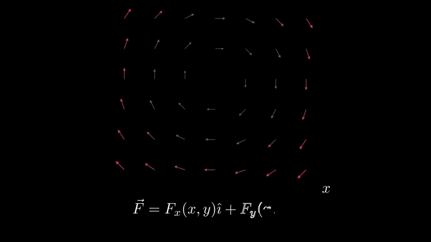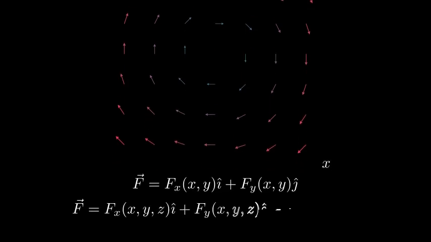A vector field is a function that assigns a vector to each point in space. Think of it like a wind map, where, at each location, we specify both the wind's speed and direction. Mathematically, we can represent a vector field in two dimensions as F equals F_x times i hat plus F_y times j hat, where F_x and F_y are functions that depend on the coordinates x and y. In 3 dimensions, we add a third component, F equals F_x times i hat plus F_y times j hat plus F_z times k hat.